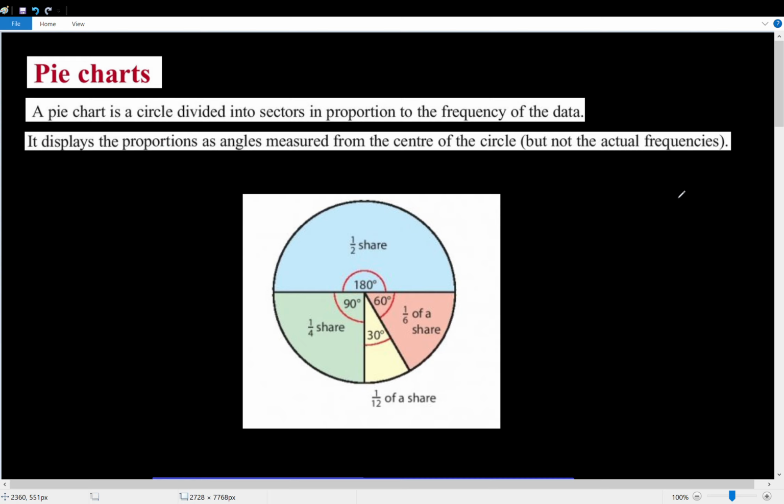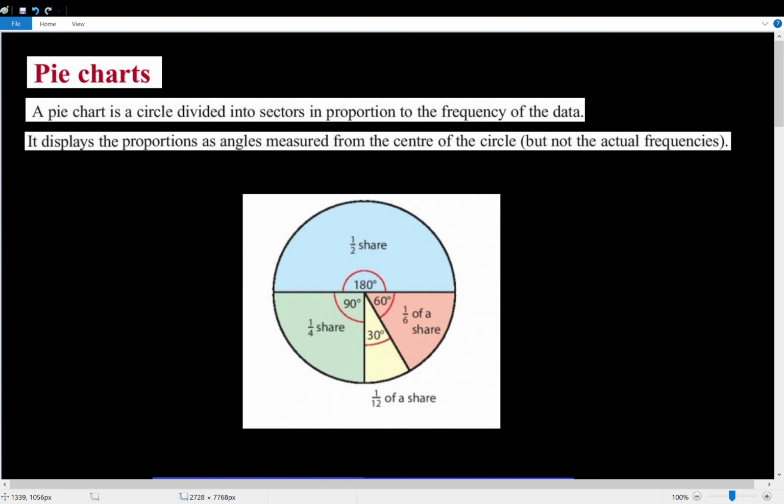So we can see an example of one just here, where half the share is represented by a 180-degree angle, a quarter of the share is represented by a 90-degree angle, a sixth of a share is represented by a 60-degree angle, and a twelfth of the share is represented by a 30-degree angle. We don't need to learn these off by heart. There's a way to actually calculate them out when it comes down to it.